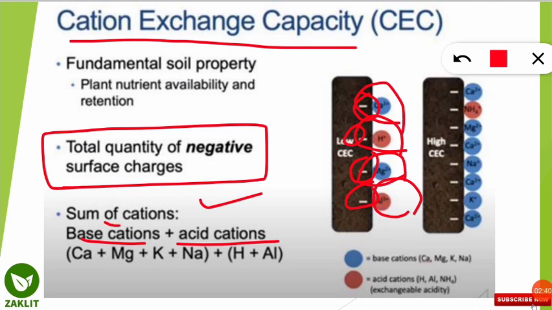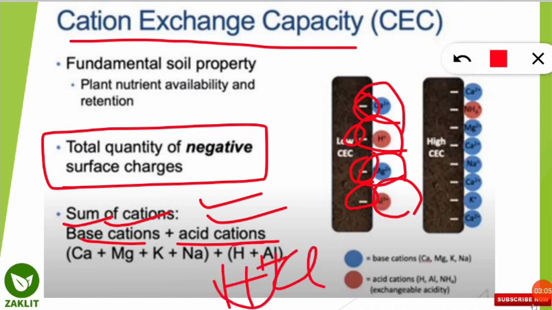So what are these base cations and acidic cations? These are very simple. For example, let us take a base such as NaCl. Here Na+ is the cation part, so in this base Na+ will be considered a base cation. If you take the example of an acid, a simple example is HCl. In HCl, the H+ is the cation part, so that will come under the acid cation.